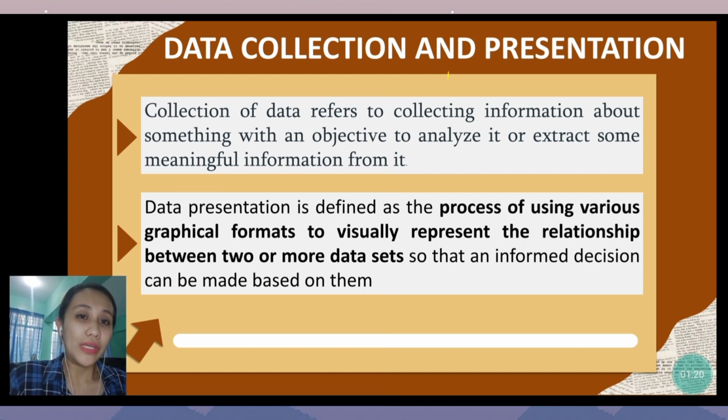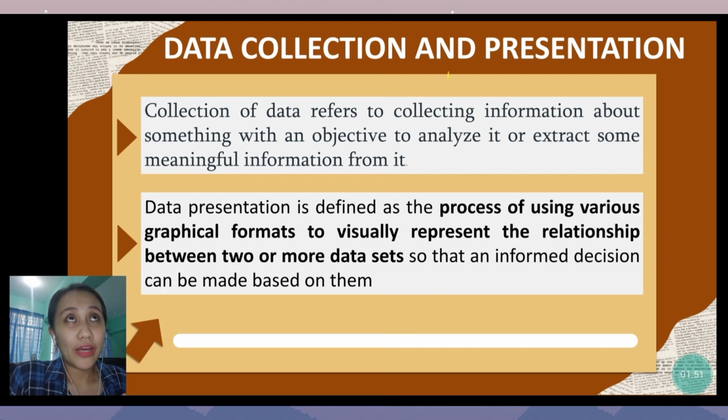So if we collect certain data, it shouldn't be put to waste. Whenever you collect data or gather information, it should be utilized for something meaningful. Let's say, for example, if you're interested in someone, of course you will be collecting some information in order for you to better understand that person. Okay. Next, we have data presentation.